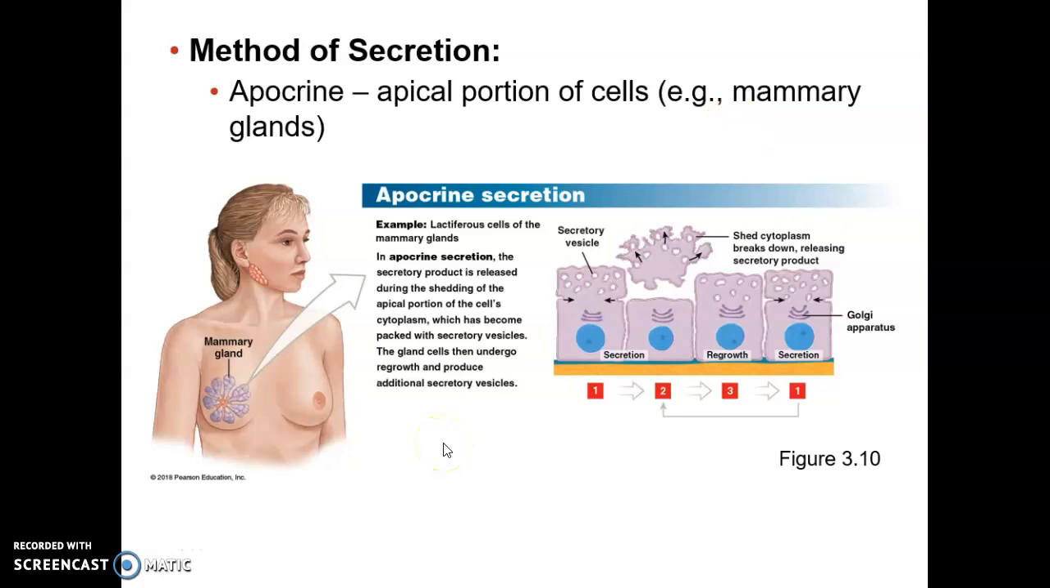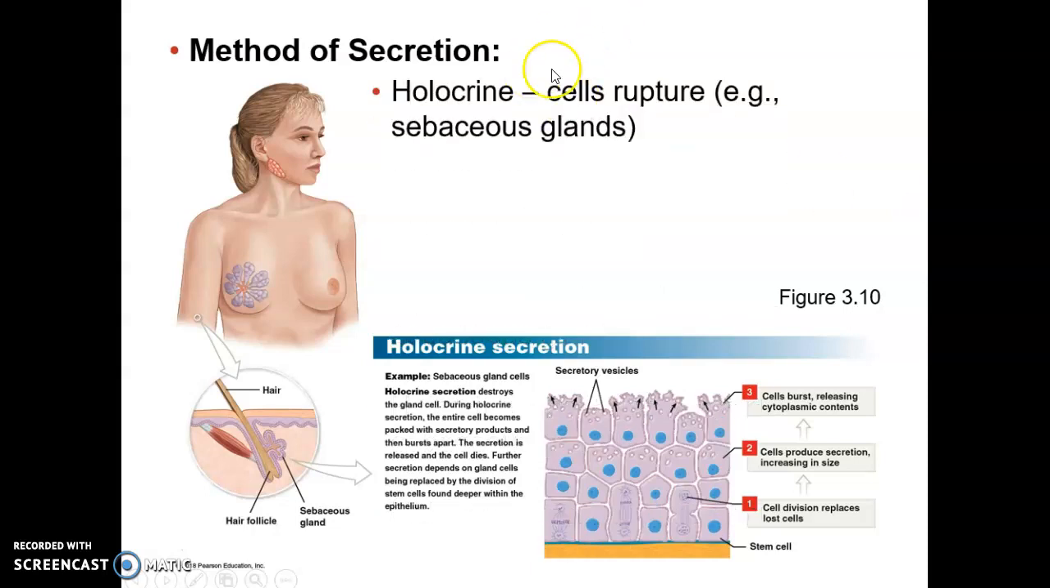So to finish up that last point, apocrine gland secretion, that method is where the apical portion of the cell is shed off and sacrificed. It regrows and simply does it all over again. Okay, so let's move on to holocrine.